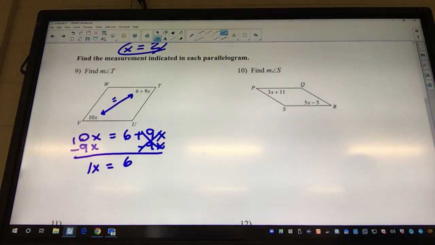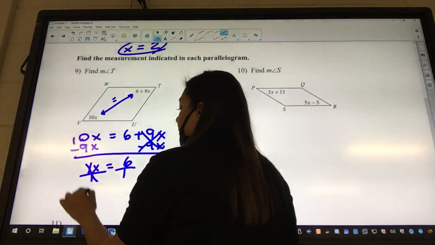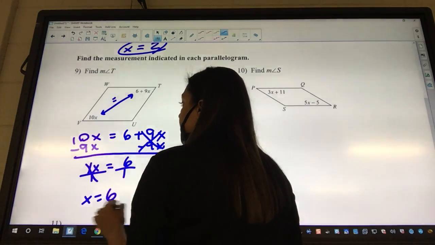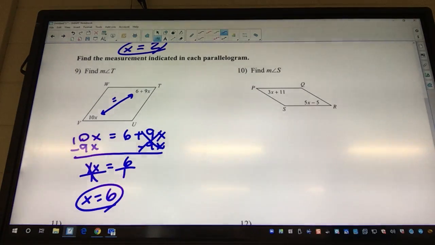And what's our last step? Divide by 1. Okay, so we got x equals 6. Okay, so are we finished or not? No. Okay, it wants us to find angle T. And so we've only found x.